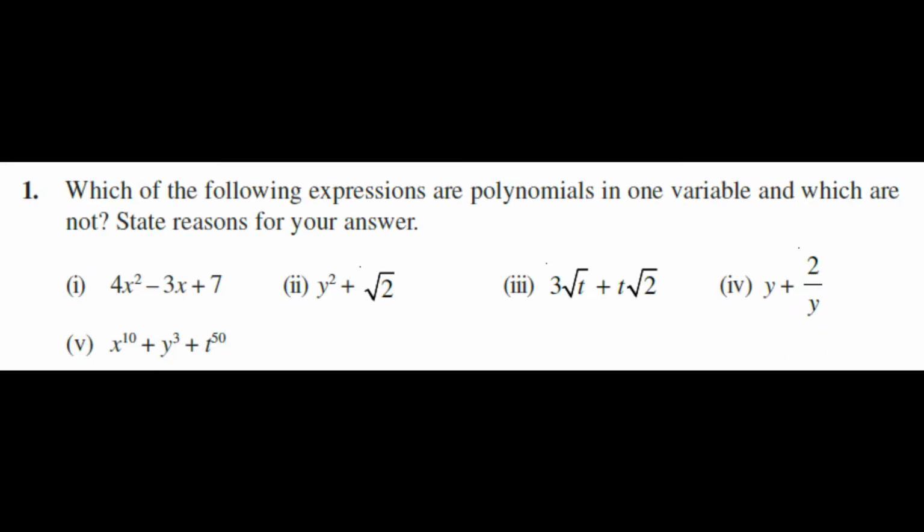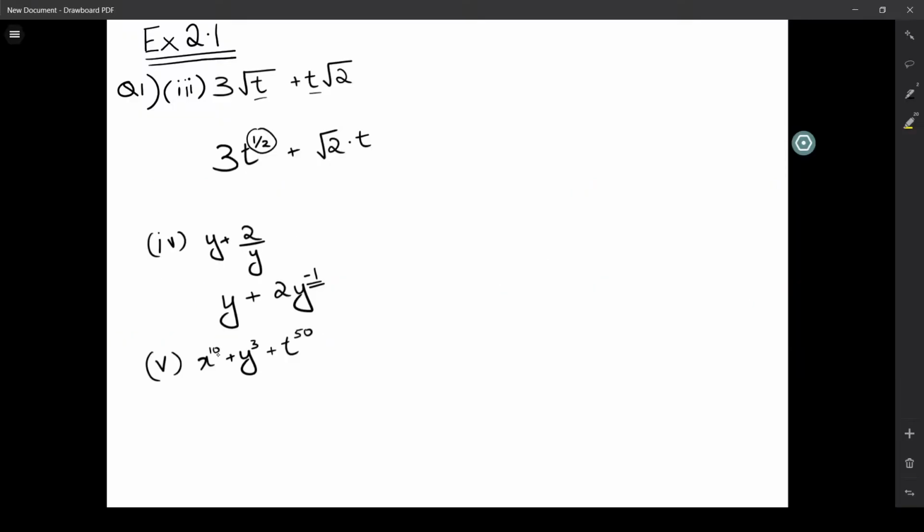Now the fifth part of the question is x to the power 10 plus y cube plus t to the power 50. Here we can see that the powers of all the variables are whole numbers, 10, 3 and 50 being whole numbers. However, although this is a polynomial, it is not a polynomial in one variable. We can clearly see three different variables, x, y and t in this expression, and hence this is not a polynomial in one variable. It is a polynomial in three variables. And that brings us to the end of question number 1.